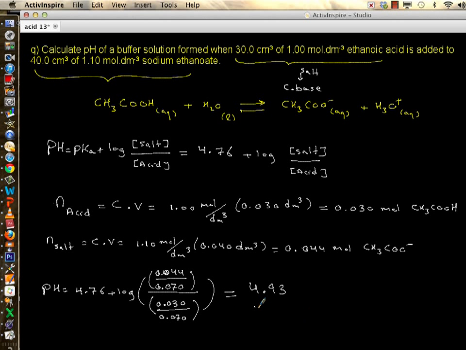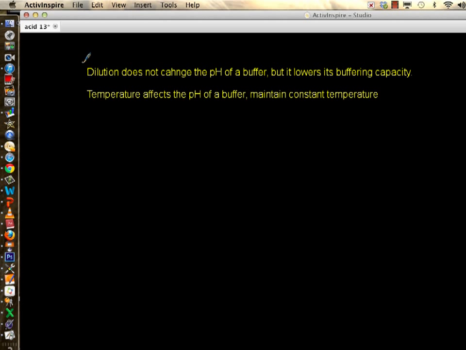Now one other thing I want you to note here, and on the next slide I talk about it, is if you dilute this solution, since the ratio is going to be always constant, your pH doesn't change. So at this stage, maybe you want to remember dilution does not change your pH, but eventually it lowers your buffer capacity, the amount of the acid and the base that you can neutralize and sort of maintain your pH.